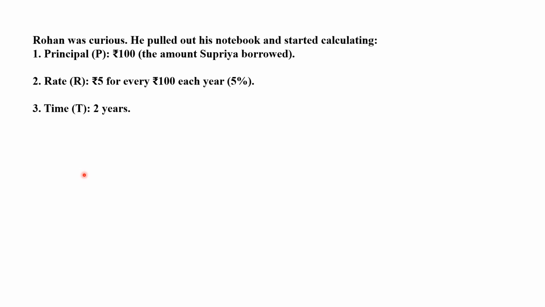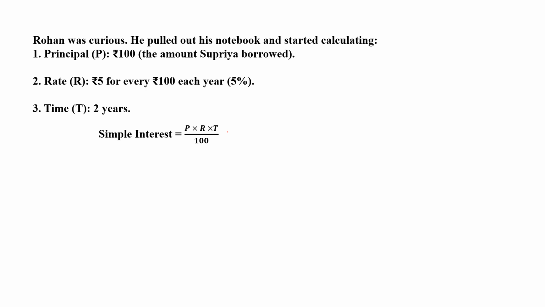Now I'm going to calculate the interest which Rohan will get on 100 rupees. In your grade 7 class, you have already studied how to calculate simple interest, right? The formula to find the simple interest is P into R into T by 100, where your principal amount is 100 rupees, rate is 5%, and time is 2 years. So let's calculate the simple interest.